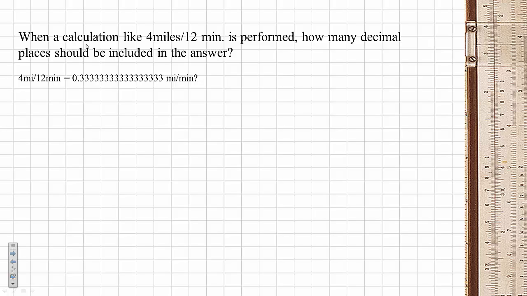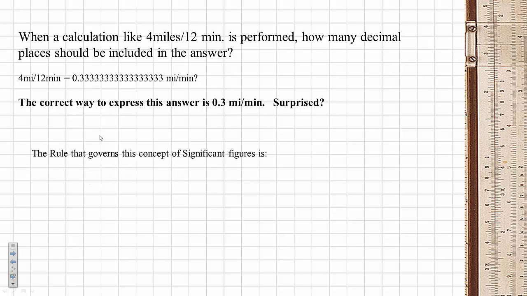So if you do this calculation, 4 miles in 12 minutes, you end up with 0.333333 because 4 is 1/3 of 12. How many of these 3's are we supposed to keep? The answer is given to us by sig figs, and we only keep one of them. Now, maybe that seems surprising to you. You think, the calculator works so hard to give me all these 3's, and then I only use one of them. But there's a reason for that.